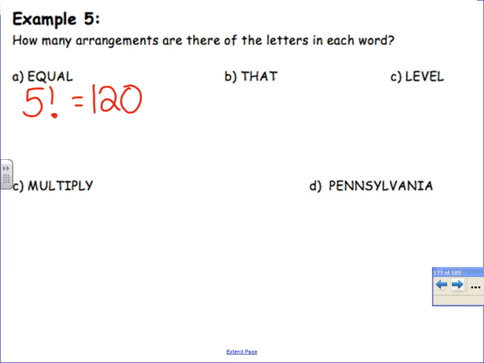The question I get every year is, well, why would you do this? This is just application so you understand why else we use factorial. It doesn't have to be for words. It could be for objects. It's just easier to teach it from this. Emma?